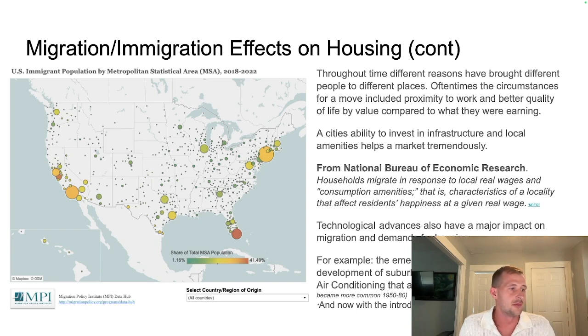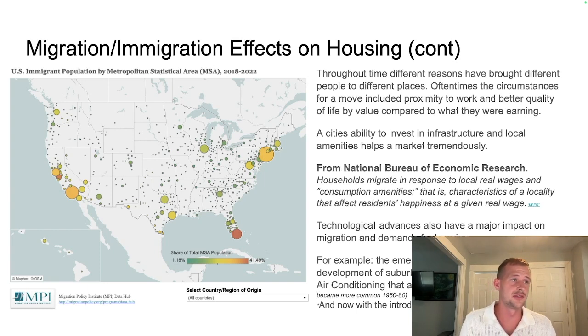These are the migration maps that we've seen. Or no, this is the immigration. This is immigration. So this is aliens from another country coming here, and this is where a lot of them are located according to this chart.